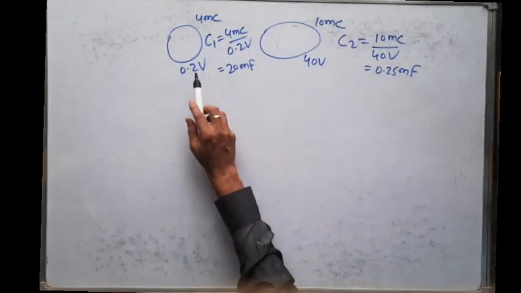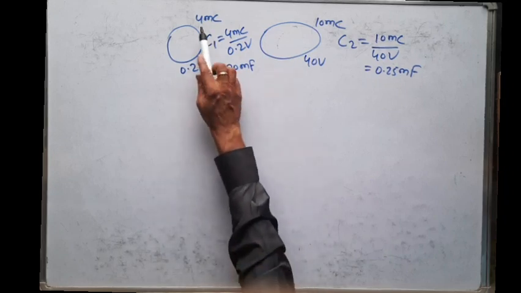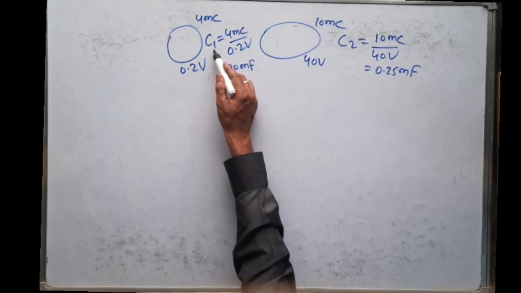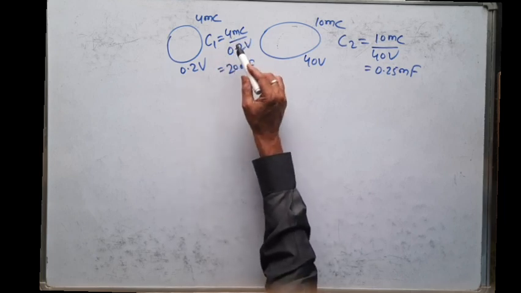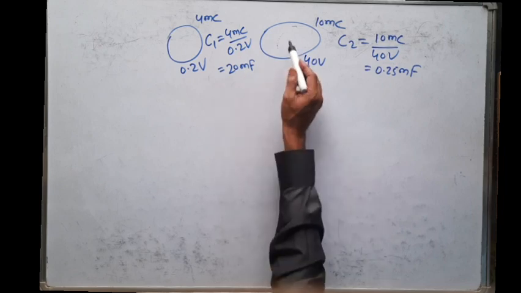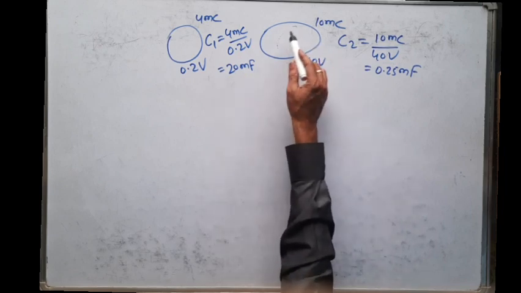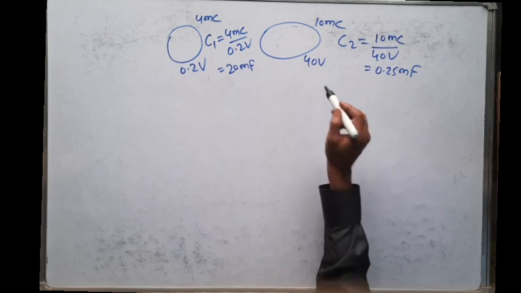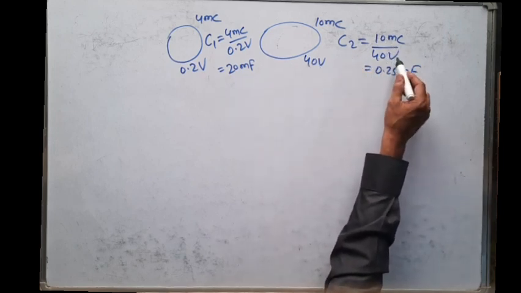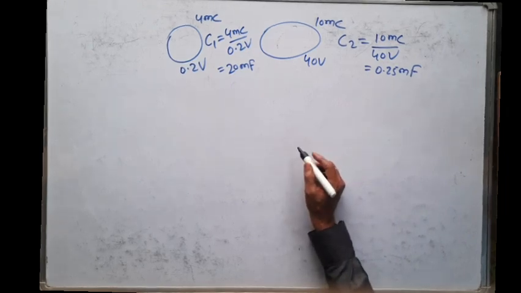Now see, suppose there are two conductors. Here the charge stored is 4 millicoulomb, voltage is 0.2 volt. What is the capacitance? Capacitance is equal to Q by V, so here that is 20 millifarad. Here the charge stored in the capacitor is 10 millicoulomb, voltage is 40 volt. What is the capacitance? 10 millicoulomb by 40 volt, that is 0.25 millifarad.